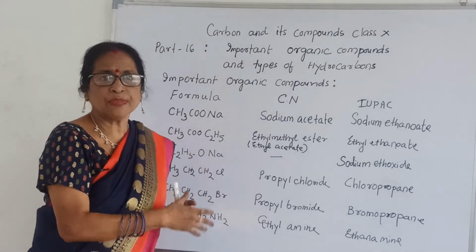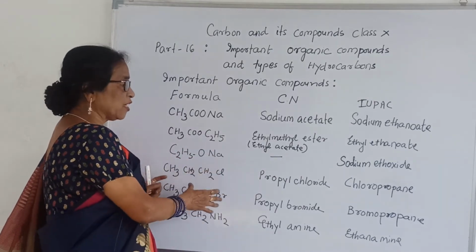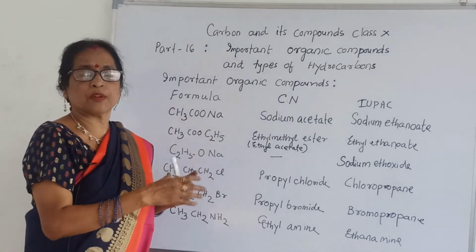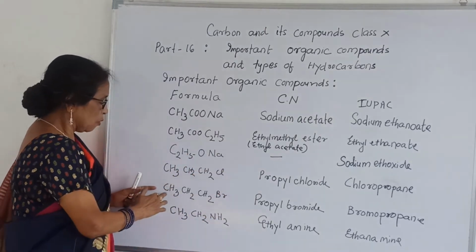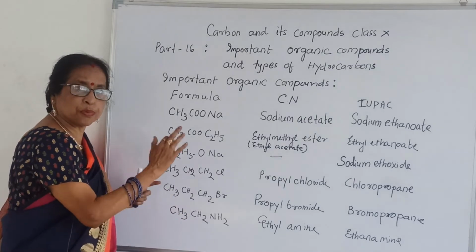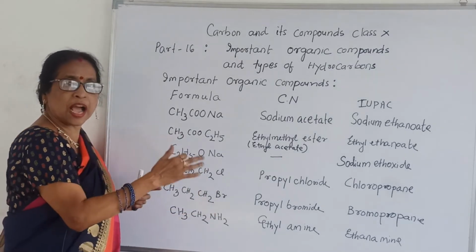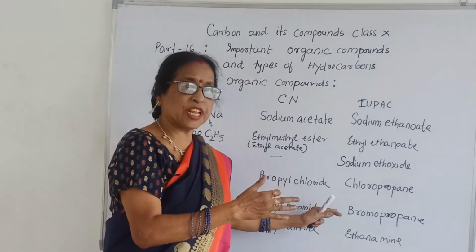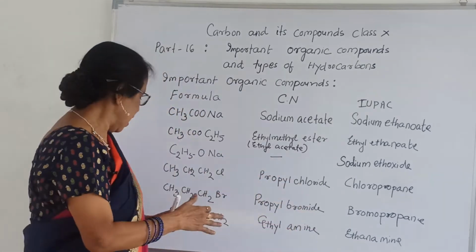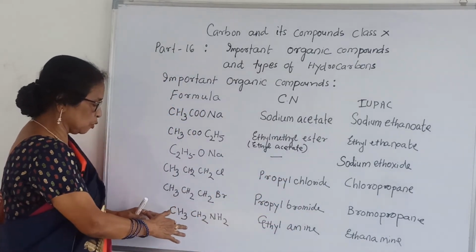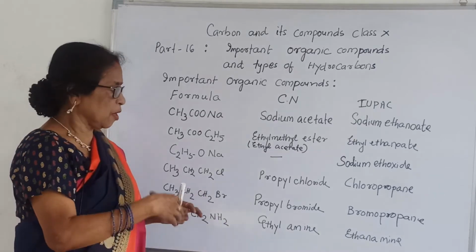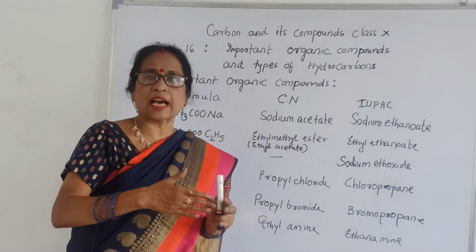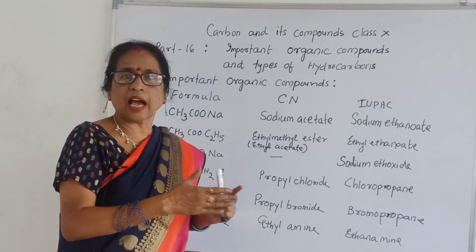What is the common name? Propyl chloride. What is the IUPAC name? Chloropropane, numbering carbons 1, 2, 3. Three carbons, prop. And with bromine, propyl bromide. And what is the IUPAC name? Bromopropane. And CH3CH2NH2. What is the group? Ethyl group. Ethylamine is the common name. What is the IUPAC name? Ethanamine.